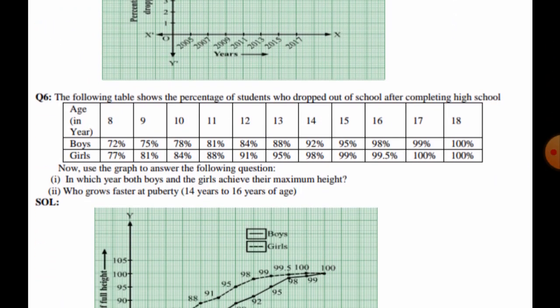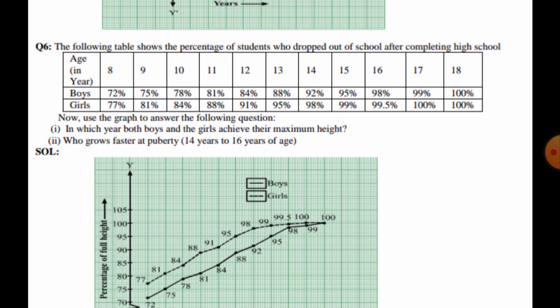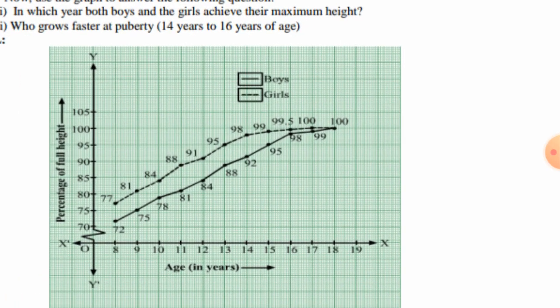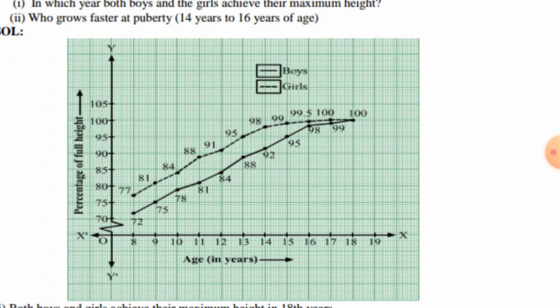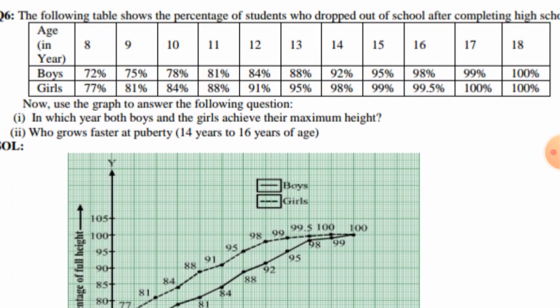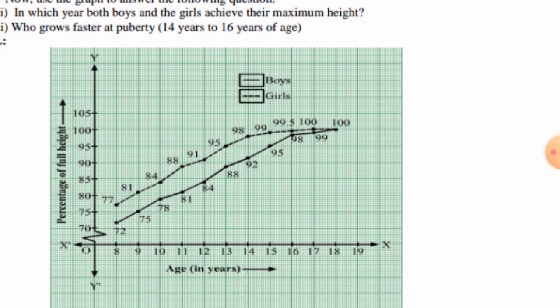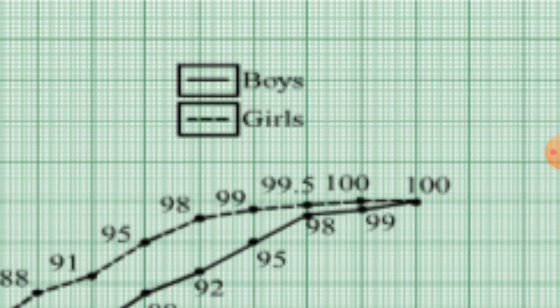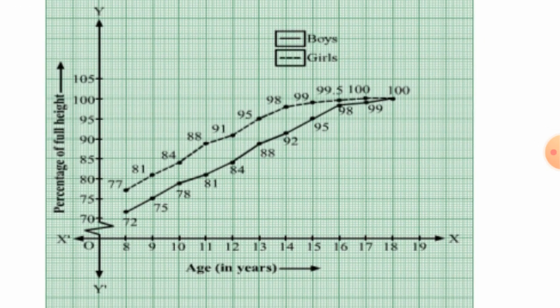Similarly, in question number 6, the following table shows the percentage of students who drop out of the school after completing high school. This question is also the same as the above. Here age is given, and boys and girls. So in this we will make two graphs for girls and boys separately. On the x-axis we can represent ages, and on the y-axis the percentage. One graph is for boys and one graph is for girls. The straight line shows boys and the dotted line shows girls. So in this way we can represent this.